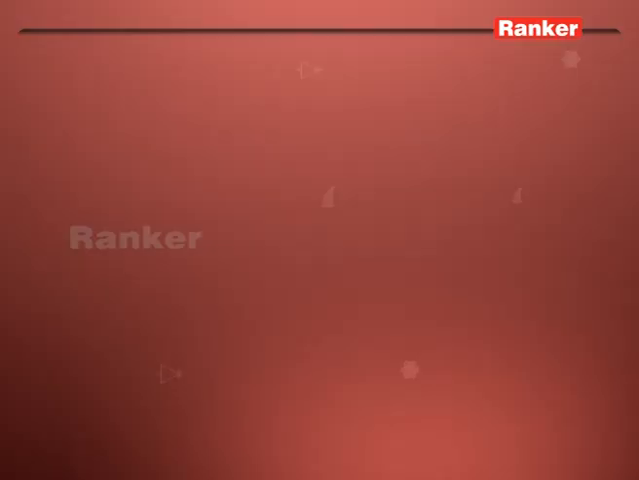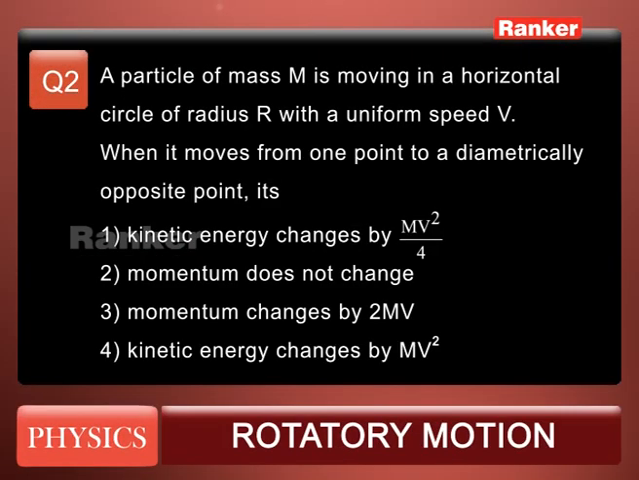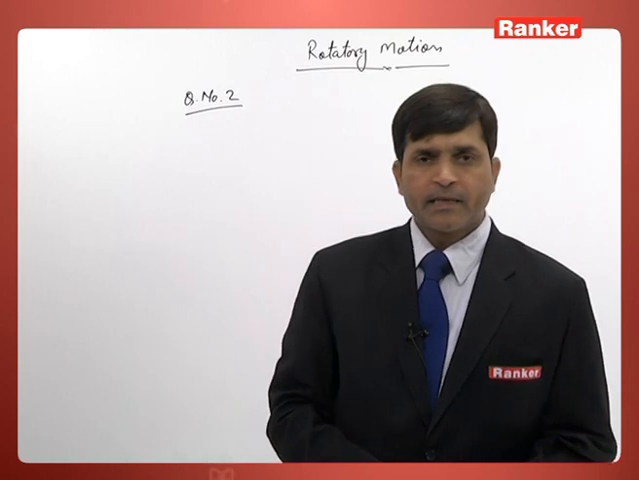Question number 2. The question is: a particle of mass m is moving in a horizontal circle of radius r with a uniform speed v. When it moves from one point to the diametrically opposite point, its... there are 4 options. Option number 1: kinetic energy changes by mv square by 4. Option 2: momentum does not change. Option 3: momentum changes by 2 mv. Option 4: kinetic energy changes by mv square. See the correct answer.